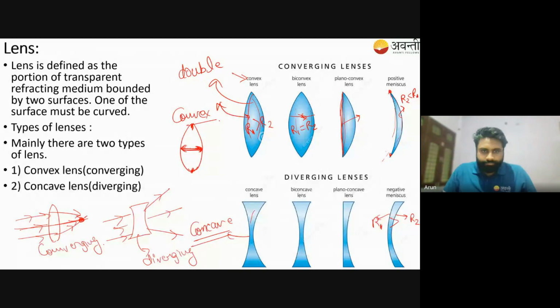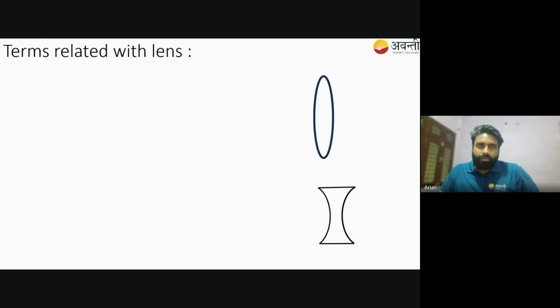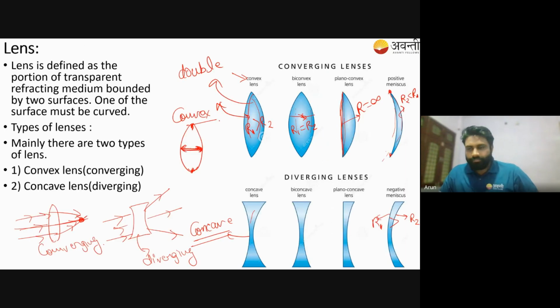Got it? Now, since none of you told me what the radius of this plane surface should be, I am telling you that the radius of this plane surface would be infinity. It is a part of a circle which has an infinite radius. The terms related to lenses we will do in the next lecture. Till now we have covered lenses and spherical surface relations.